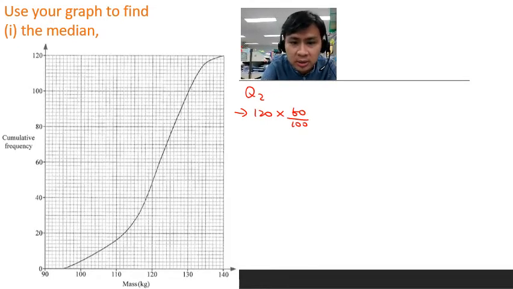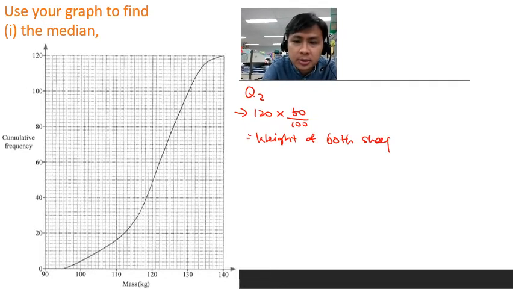So we calculate our answer. The answer is actually the weight of the 60th sheep. So where's the 60th sheep? Use a ruler when you're trying to get the answer. We locate the 60th sheep on our diagram, on the y-axis. Use your ruler and draw dotted lines until your line hits the graph itself. So you just draw dotted lines.